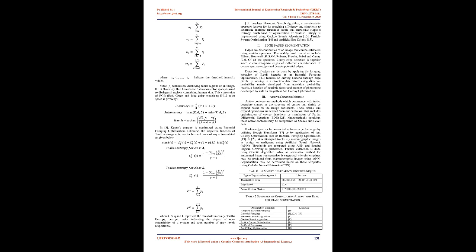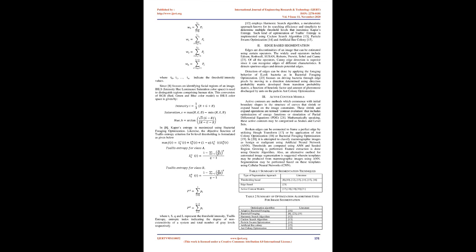Since 8 focuses on identifying facial regions of an image, IHLS, intensity hue luminance saturation color space, is used to distinguish regions comprising human skin. This conversion of RGB, red, green, and blue color model, to IHLS color space is given by in 8. Kapur's entropy is maximized using bacterial foraging optimization. Likewise, the objective function of Tsallis entropy criterion for bi-level thresholding is formulated as given below, where T, S, Q, and L represent the threshold intensity, Tsallis entropy, entropic index indicating the degree of non-extensivity of a system, and total number of gray levels respectively.